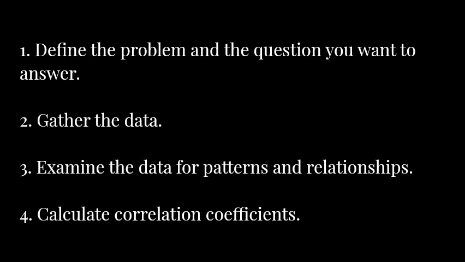2. Gather the data. Collect data on the dependent variable and potential independent variables. 3. Examine the data for patterns and relationships. Plotting the data can help you see if there is a linear relationship between the dependent variable and each independent variable. 4. Calculate correlation coefficients. Calculate the correlation coefficient between the dependent variable and each independent variable. Variables with high correlation coefficients are more likely to be good predictors.